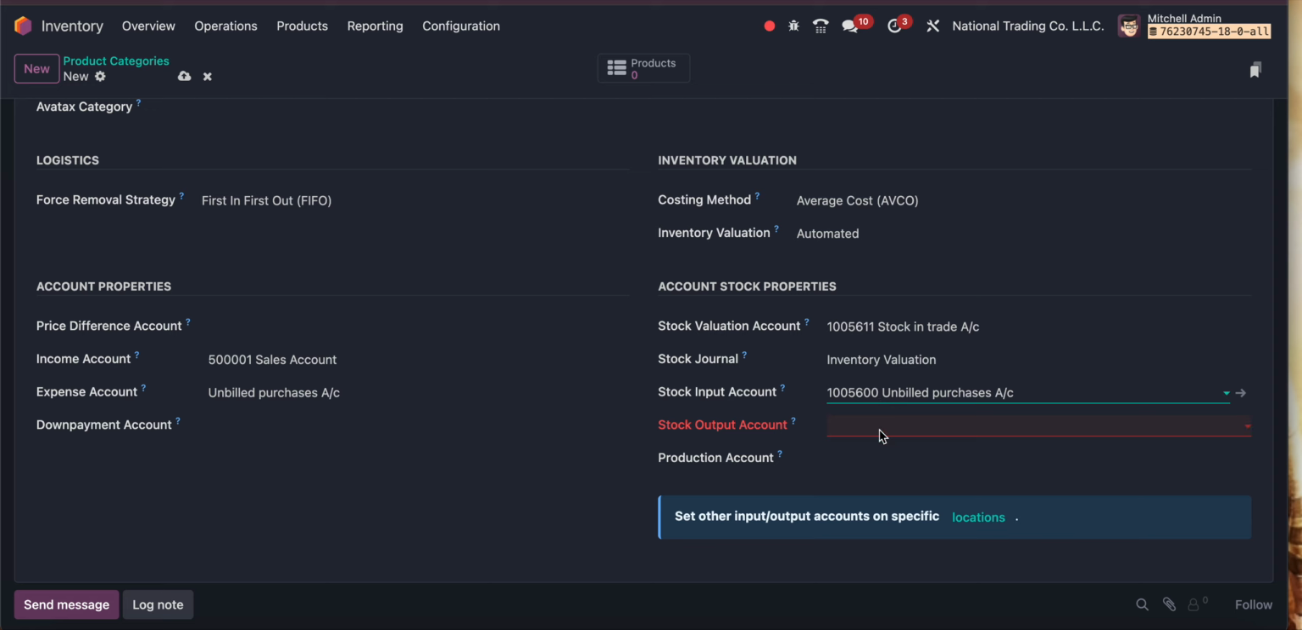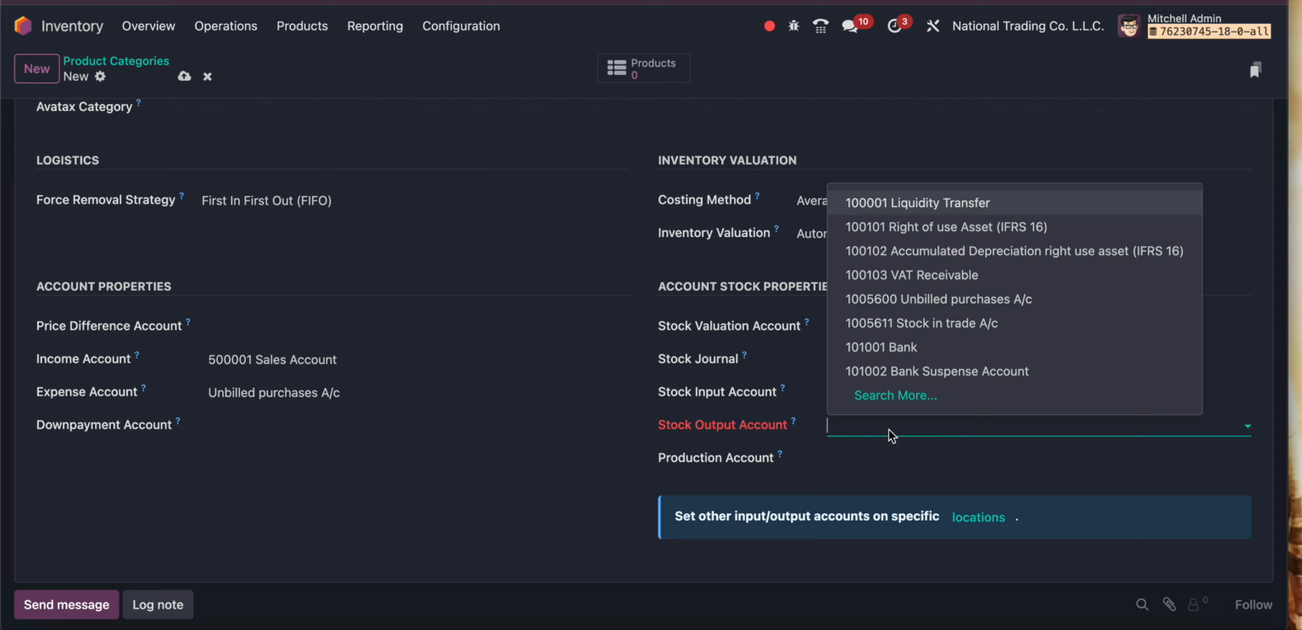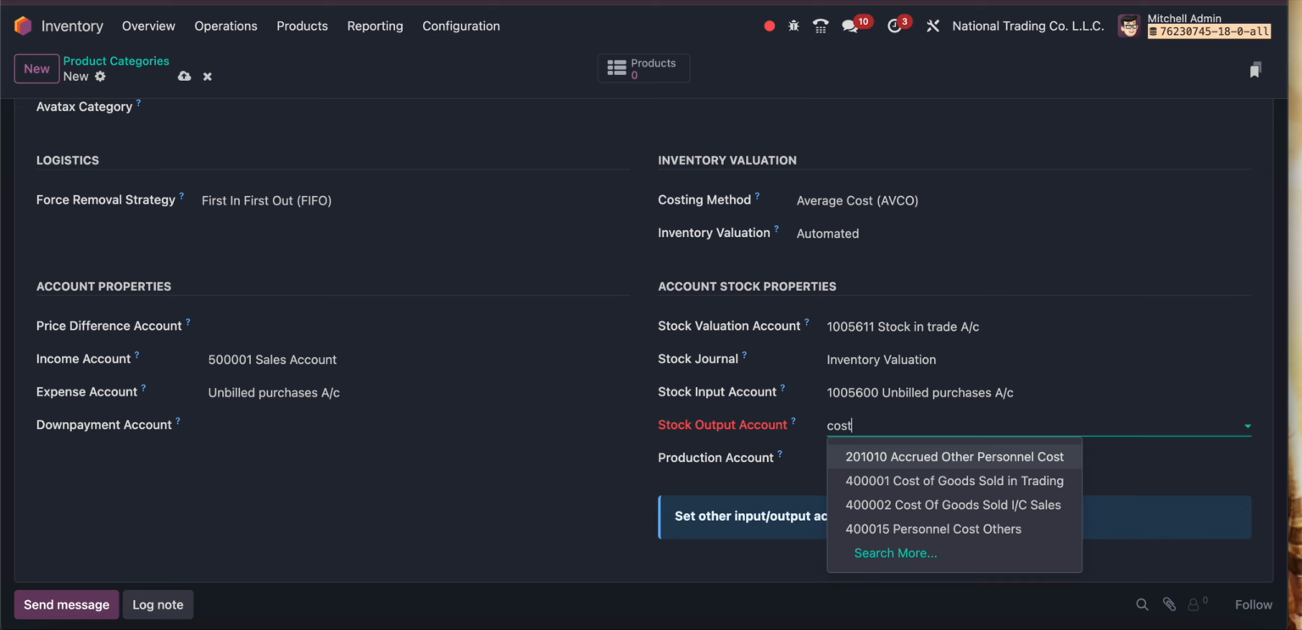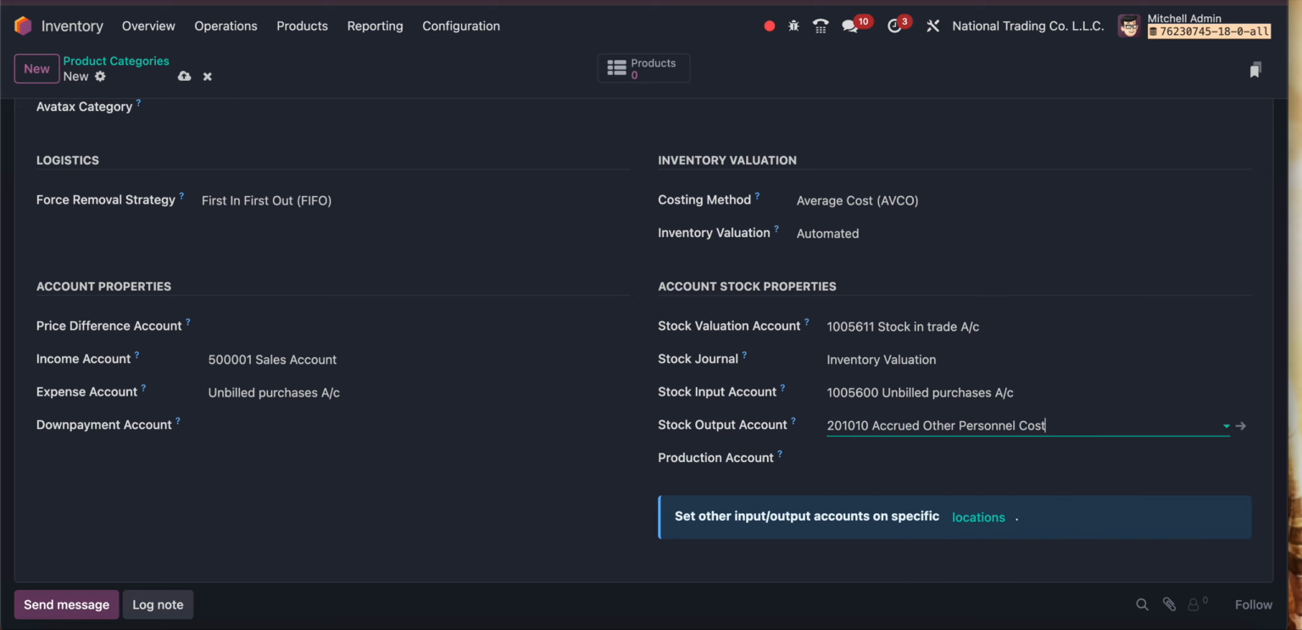And the last thing is the stock output account. We saw earlier that by default the expense account was mapped with the cost of goods sold account, but we removed that account from there because we are not following Anglo-Saxon accounting. When we are following continental accounting, we have to map the cost of goods sold account in the stock output account. Sorry, not this one. It should be cost of goods sold in trading account. Now save this product category.